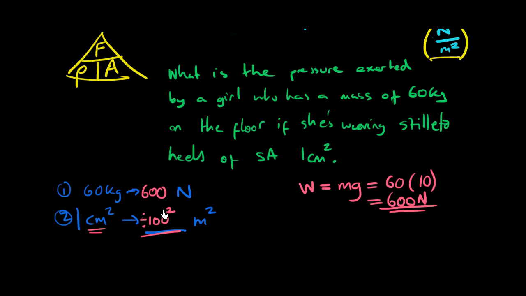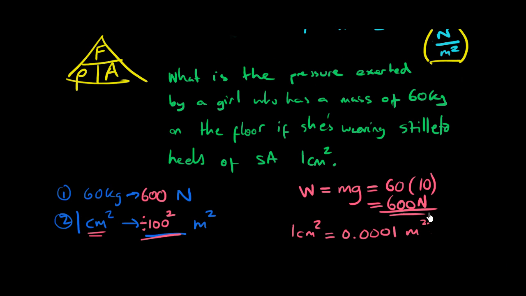A lot of people do the conversion of units, they think, well, a meter has more than centimeters, it's bigger, so I'm going to multiply, but no, you have to divide. Hopefully that makes sense. A meter squared is much bigger than centimeter squared, so the same area expressed in a bigger unit would be a smaller number of those guys. So if I divide 1 by 100 squared, I get that 1 centimeter squared is equal to 0.0001 meters squared.